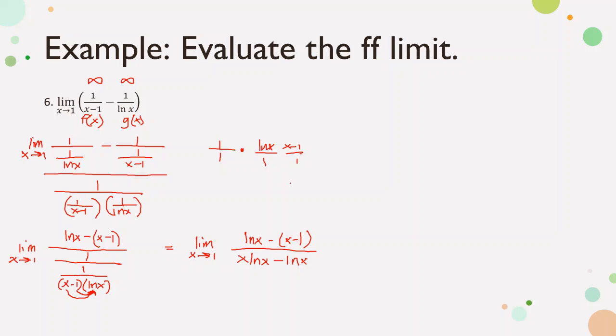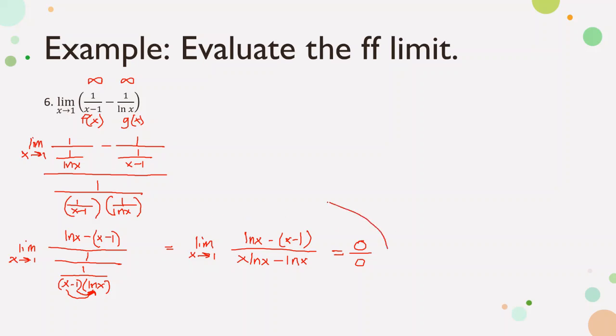Now let's try to substitute our limit, which is 1. Now if you try to substitute that, that would give you ln of 1, 1 minus 1. This is 0 minus 0. And this one would be 0 minus 0. So that would give you 0 over 0. So meaning to say, that is another indeterminate form. So we have to use L'Hopital's rule.